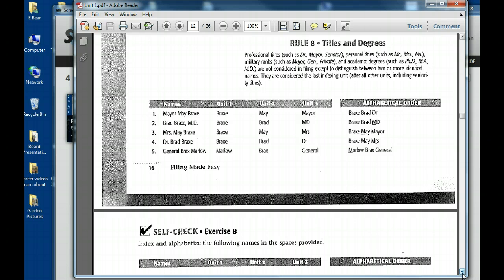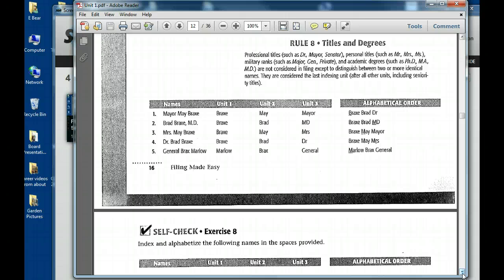Rule number 8, Titles and Degrees. Professional titles such as doctor, mayor, and senator, personal titles such as Mr., Mrs., or Ms., military ranks such as major, general, private, and academic degrees such as PhD, MA, and MD are not considered in filing except to distinguish between two or more identical names. They are considered the last indexing unit after all other units, including seniority titles.